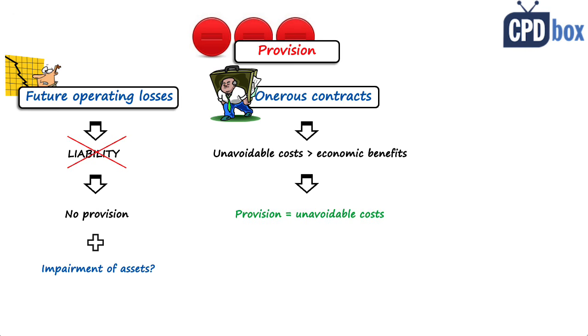So what is unavoidable cost? It is either net cost of fulfilling the contract, and that means some costs less some income from the contract, or penalty from non-fulfilling the contract, whichever is lower. But first, we should recognize any impairment of assets related to that unfair contract.